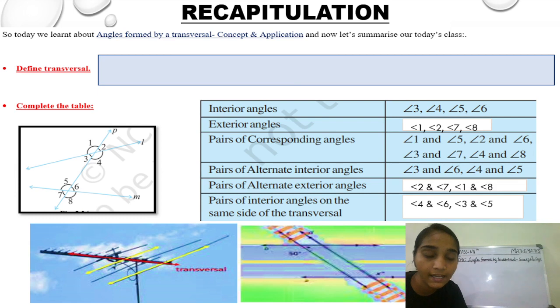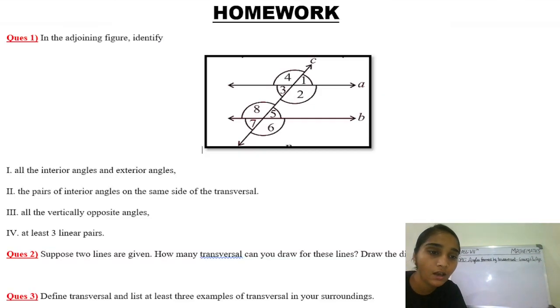These are a few applications, like the electric tower, and in the roads also, and those arrows example also. Right. So now it's homework time for you, students. In the adjoining figure you have to identify all the interior angles and exterior angles, the pair of interior angles on the same side of the transversal, all the vertically opposite angles which we have already discussed, and at least three linear pairs. Question 2 is, suppose two lines are given, then how many transversals can you draw from these lines? You have to draw the diagram and state your reason in 2-3 lines.